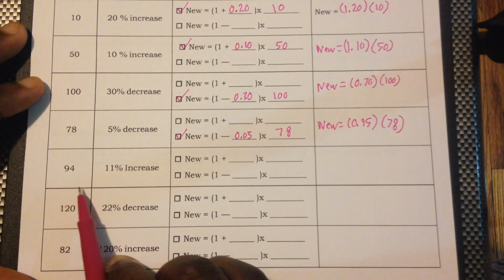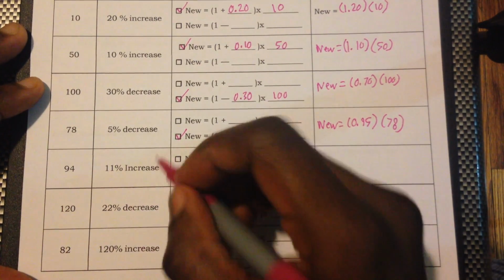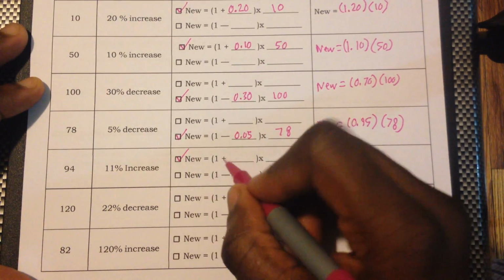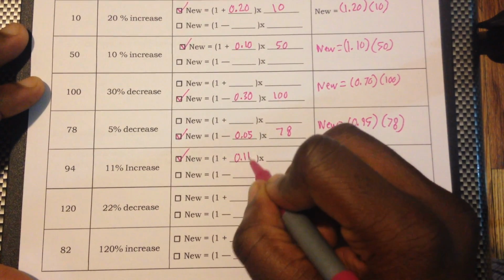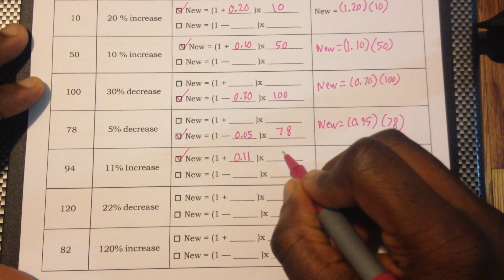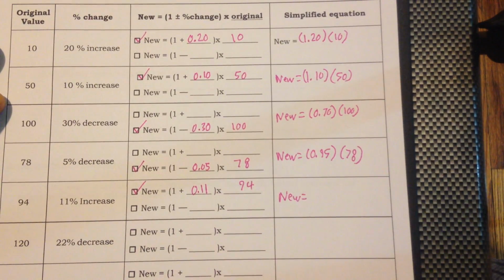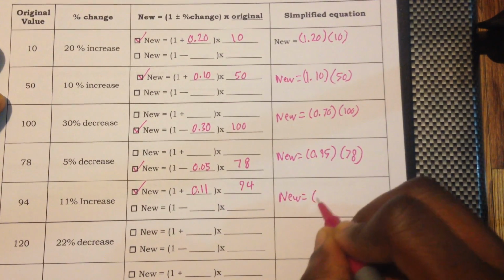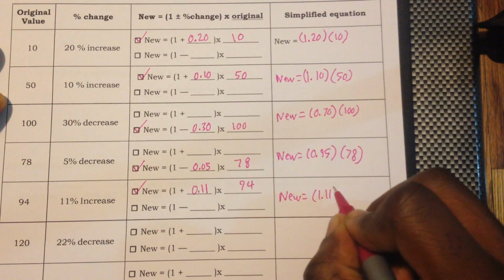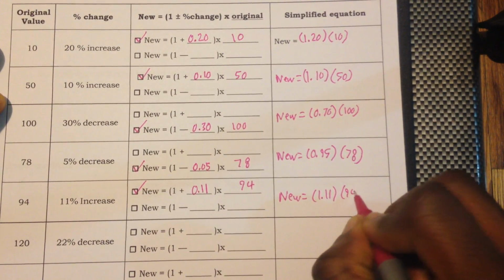Same thing here. 94, 11% increase. Increase, I'm going up top. So I know that's going to be 0.11 or 11 hundredths. My original is 94. So I know very simply my new equation is going to be new is equal to 1.11 multiplied by my original, which is 94.